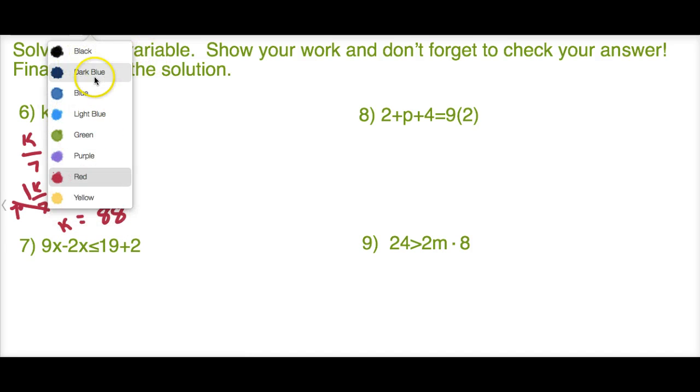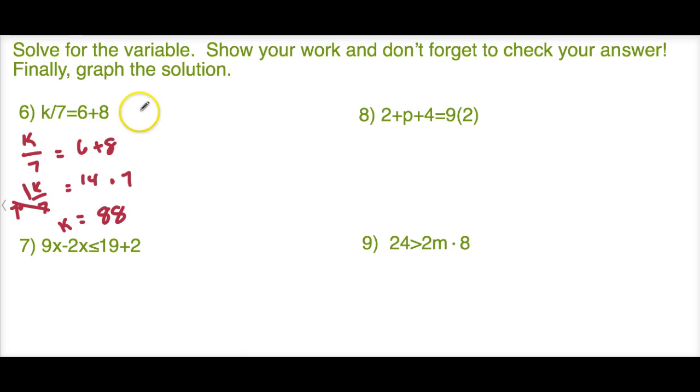I would then go back into my problem. Let me get a different color this time. And I'm going to write the problem again. And I'm going to substitute in my answer for k. So k, I said, was 88. And it's supposed to equal 14. So I need to do 88 divided by 7.